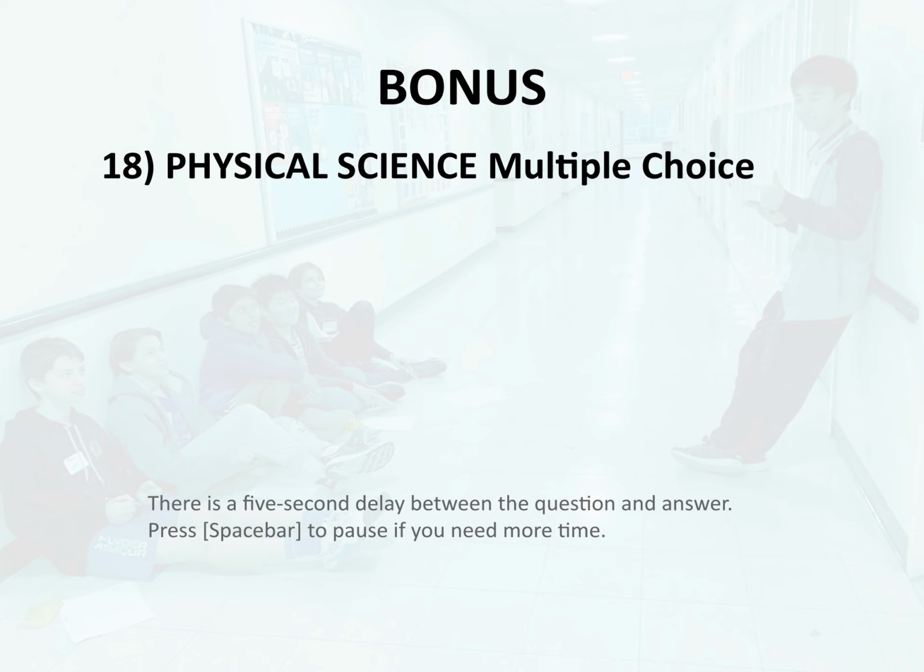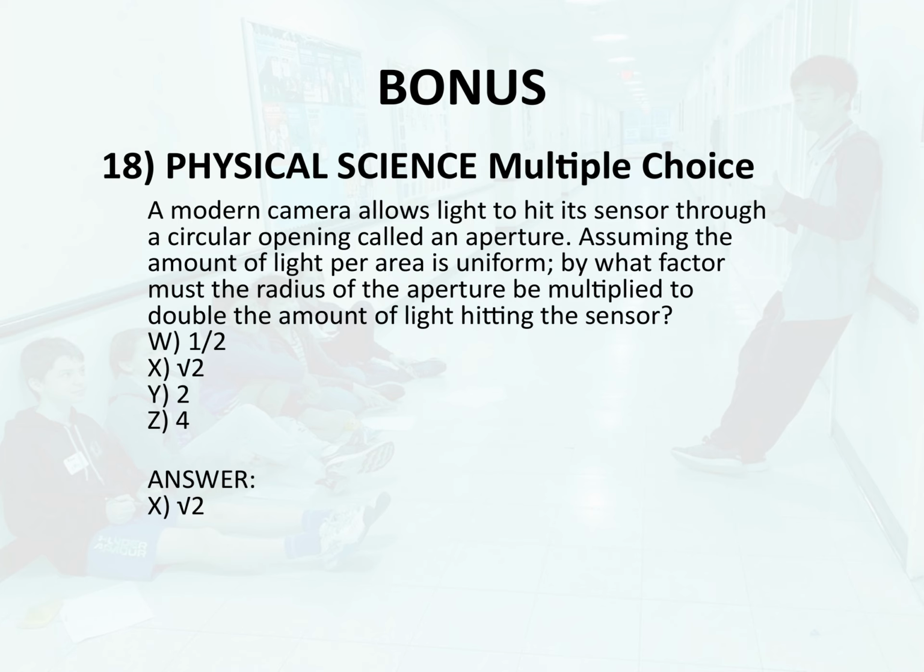Bonus 18. Physical science. Multiple choice. A modern camera allows light to hit its sensor through a circular opening called an aperture. Assuming the amount of light per area is uniform, by what factor must the radius of the aperture be multiplied to double the amount of light hitting the sensor? W, 1 over 2. X, the square root of 2. Y, 2. Z, 4. Answer, X, the square root of 2.